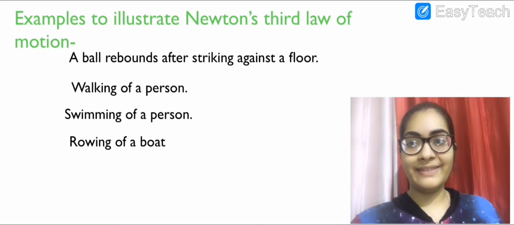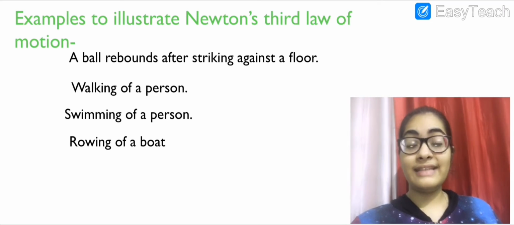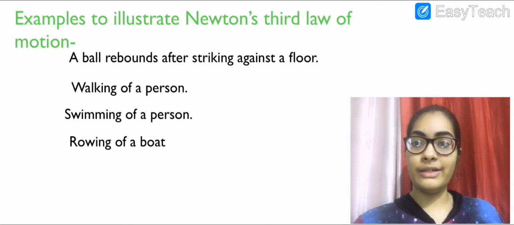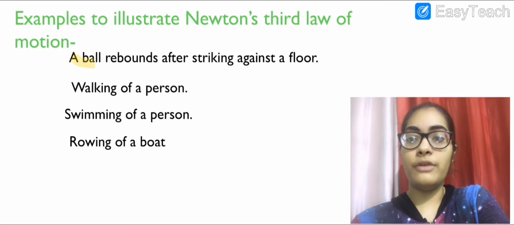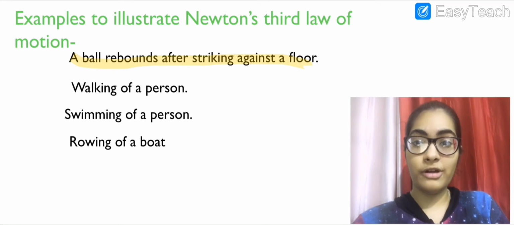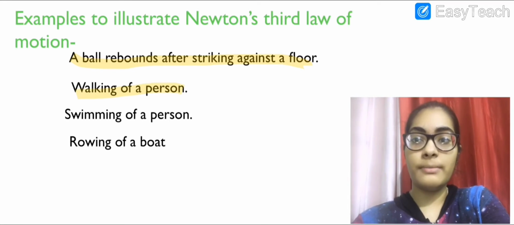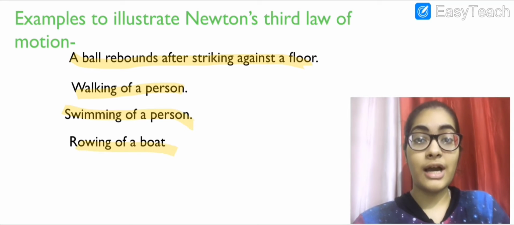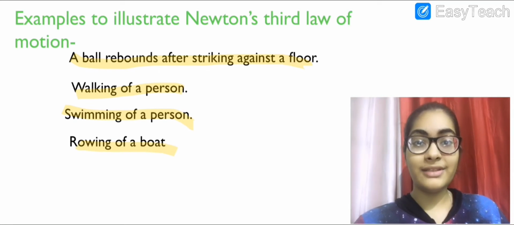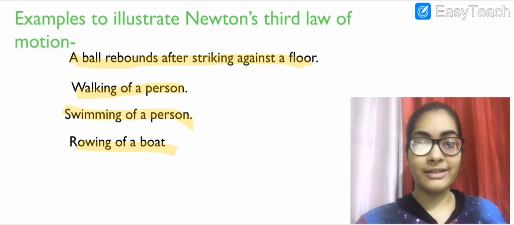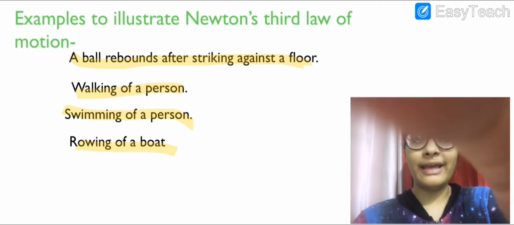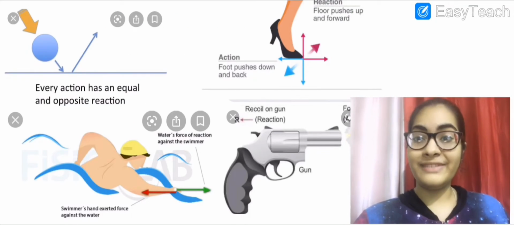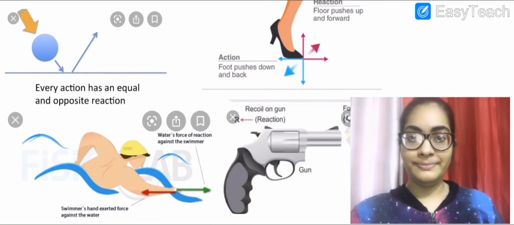So here children, we have the next slide which states examples to illustrate Newton's third law of motion. So the first example is a ball rebounds after striking against a floor. Walking of a person, swimming of a person, rowing of a boat are all examples of Newton's third law. And this is just the names. I am going to explain them to you with the help of these beautiful pictures.